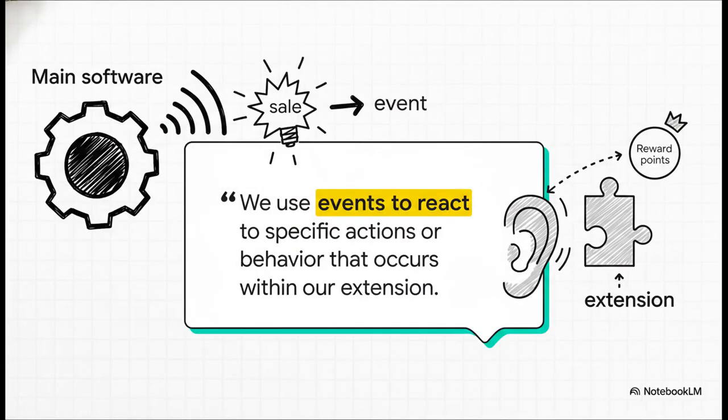Now, this idea of events is super important and really clever. This quote explains it perfectly. Instead of the extension constantly asking the system, hey, has a sale happened yet? How about now? Now? which would be really inefficient, the main software simply sends out an announcement, an event, whenever a sale is completed. Our little extension is just listening for that announcement, and when it hears it, it reacts by adding a reward point. It's incredibly smart and efficient.